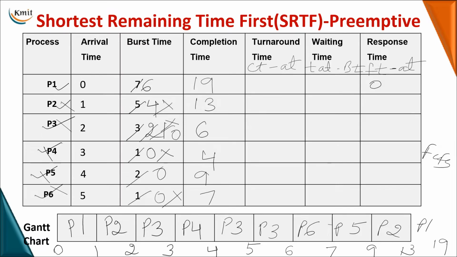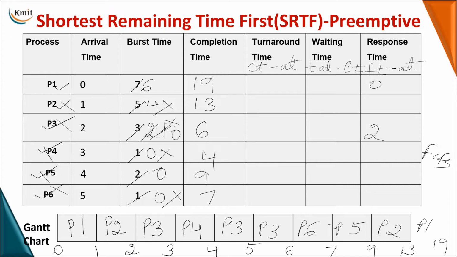Now, P2 got the first response at 1, though P2 is repeated for the next time. Similarly, P3, though it is repeated 3 times here, you just concentrate on when the first CPU was given. Here, the first CPU was given at 2 milliseconds.